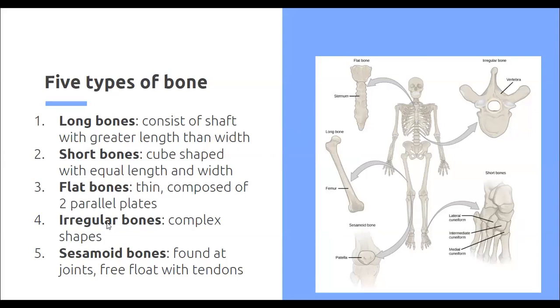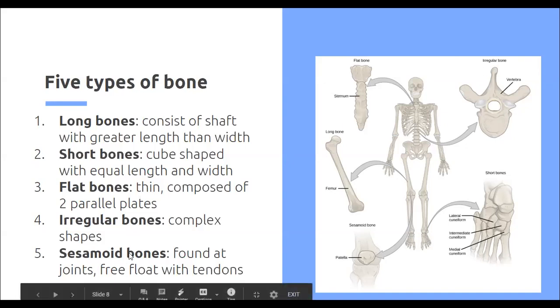Then we have irregular bones, and these are the ones that are complex shapes. It's in the name, they're irregularly shaped, and that would be something like your vertebrae in your spinal cord. As you can see here, you can't really describe it. It's not a circle, it's not a rectangle, it's not a cube shape. You can't really describe the shape very well because there are so many bumps and grooves. So that's why we call them irregular bones.